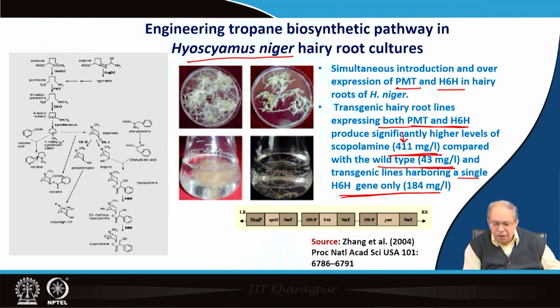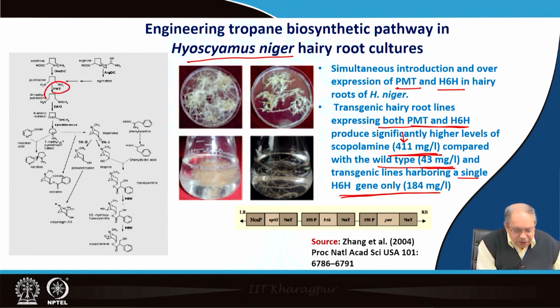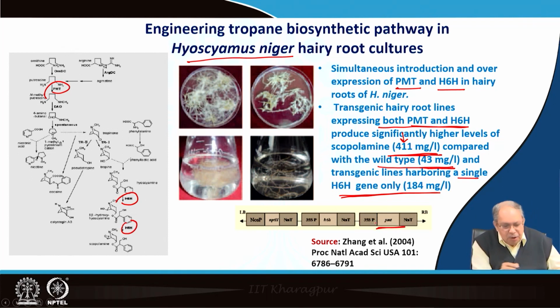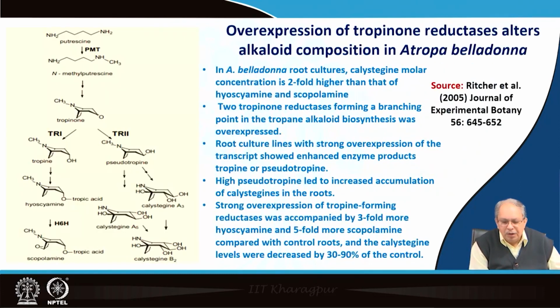So, that means a huge increase when you compare with the wild type. Here is the PMT pathway, here is the H6H. They have made the construct in such a way that one is an early pathway gene and the other is a late pathway gene. The early one, if expressed, will push the pathway in this direction, and the late one will push in this direction. As a result of this combined activity, you will get more product accumulation.